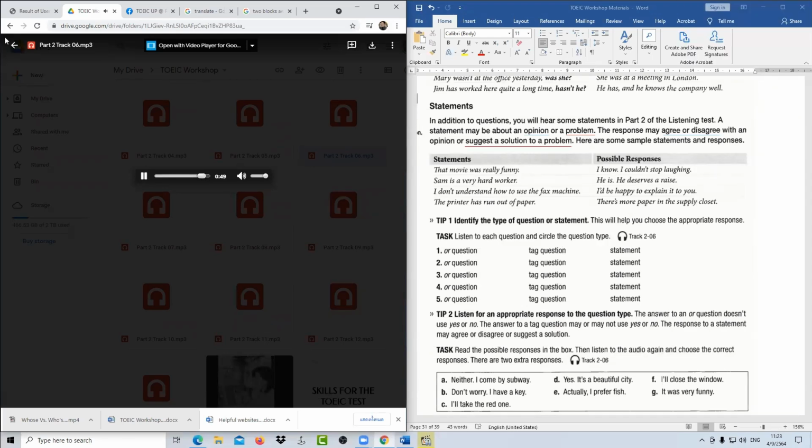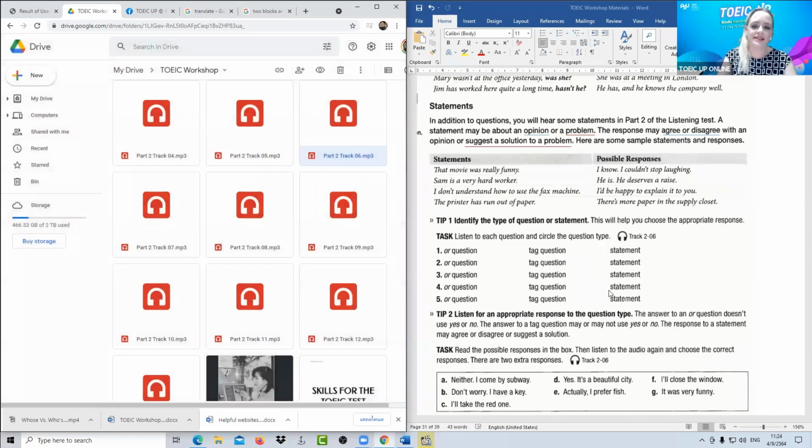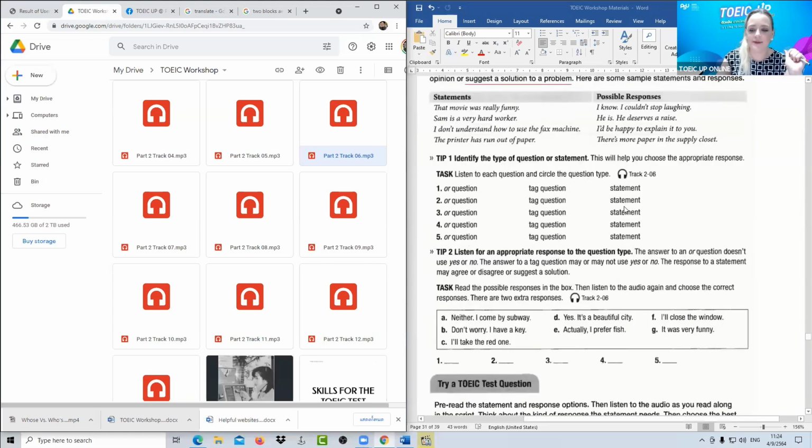C. It's a pure statement. How would you change that into a tag question? So 5 is C, statement, but how will you change it to a tag question? The door is locked, isn't it? Excellent. Okay. So that's how you tell the difference between the or questions, the tag questions, and the statements.